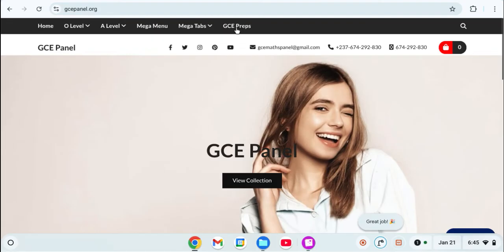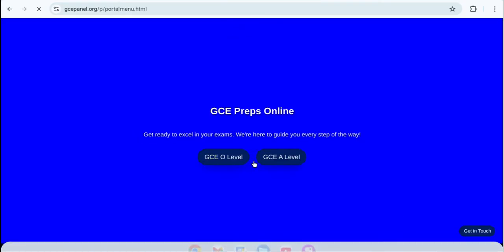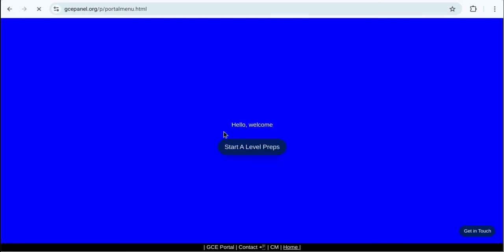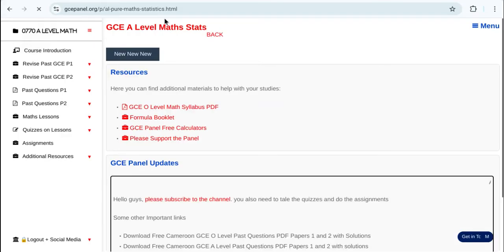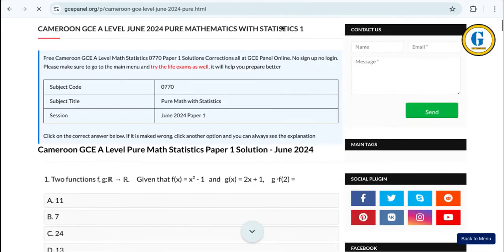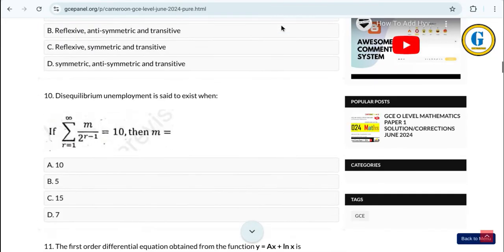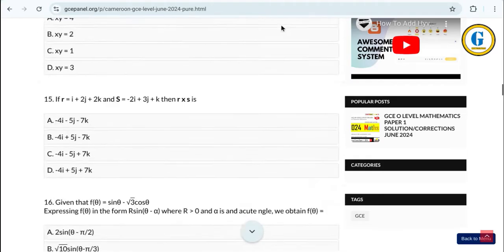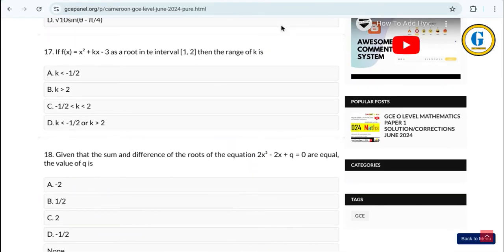When you are there, whether you're on phone or computer, you go to GCE Preps. When you click on menu, go to Start GCE, go to A level. Under A level, go to Pure Math Statistics. And now this page is going to open. When you are here now, go to Revise Past GCE Paper 1. You see 2024 Paper 1 there. You click it, and that brings you to where we are right now. So we are at question 16, right? So we continue with question 17.